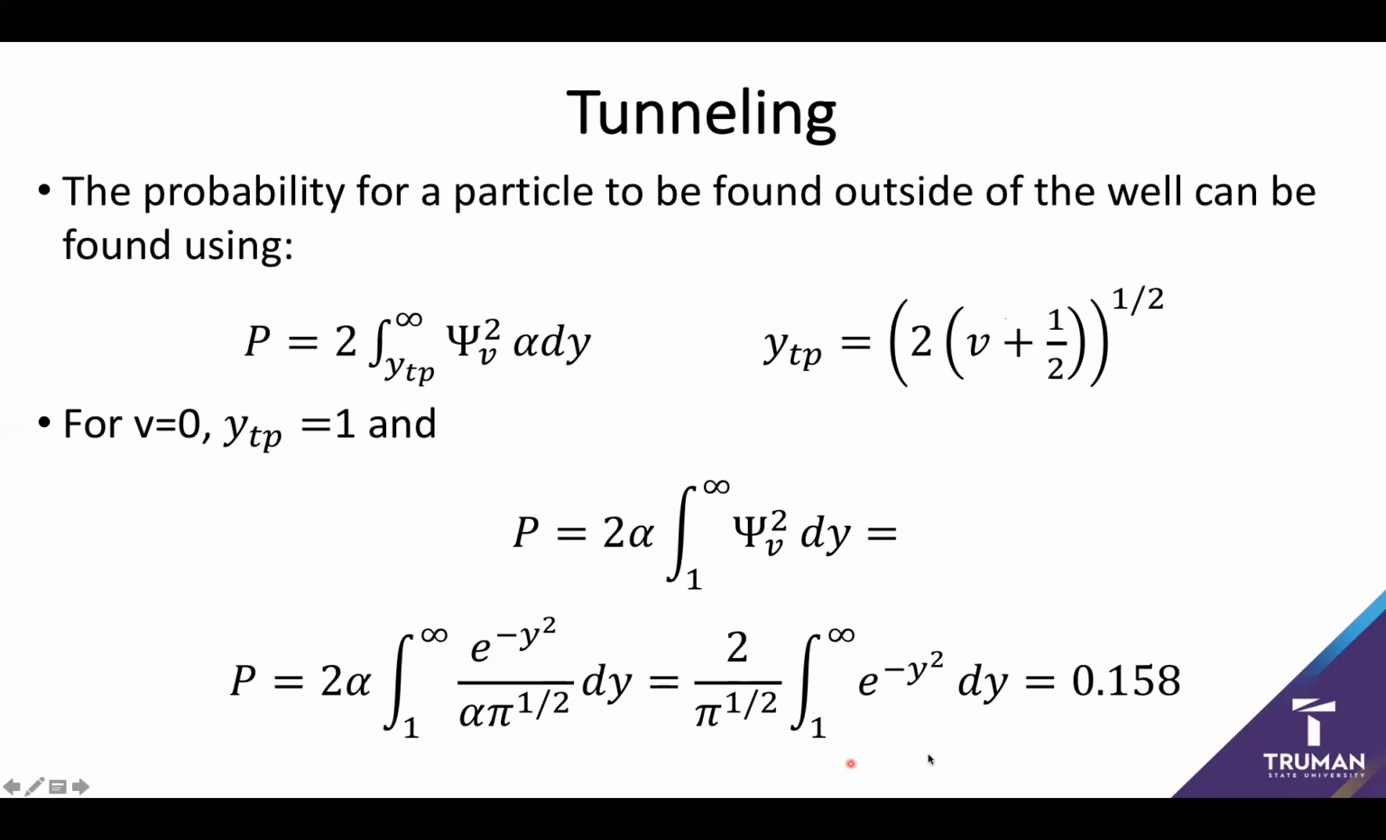So it turns out that this guy's a little bit harder to solve, but there's plenty of numerical solving techniques you can apply. And what you'll end up finding is that this gives us a probability of 0.16. So this is essentially another way of saying that 16% of the time, for the ground state particle, the wave function will actually be found outside of its classical region.